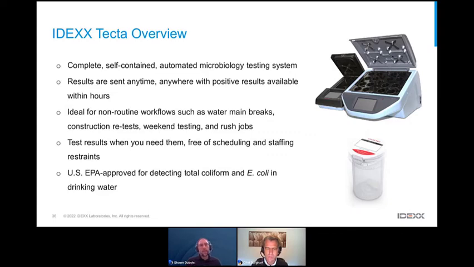The other advantage of the system is that since it is an automatic reader, it allows you to have results coming out over the weekend without having to worry about scheduling staff, or especially right now where there could be staffing issues. It has the ability to do those reads, so you don't have to worry about having somebody come in and doing them.